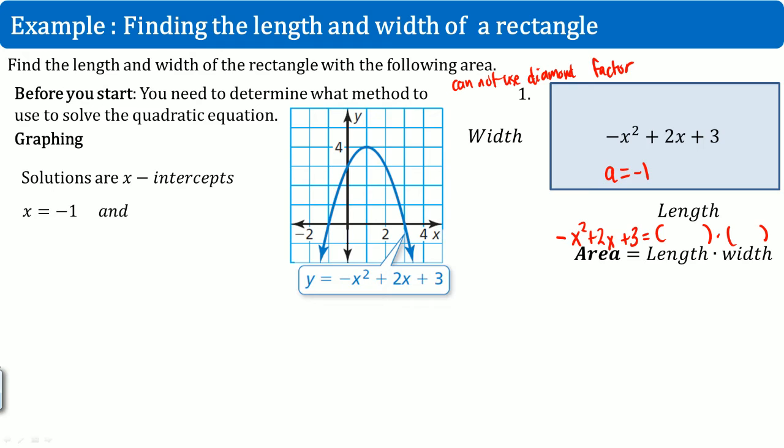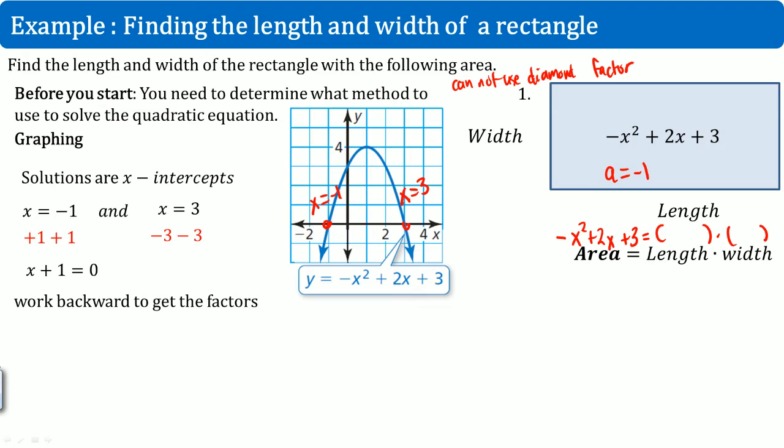So x equals negative 1 and x equals 3. But I want the factors, so I have to work backwards to get the factors. I have to add 1 to both sides. That gets me x plus 1 equals 0. On the other one, I subtract 3 from both sides. I get x minus 3 equals 0. The factors are x plus 1 times x minus 3.